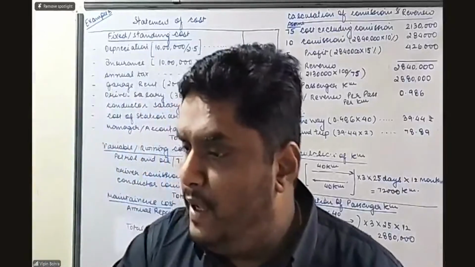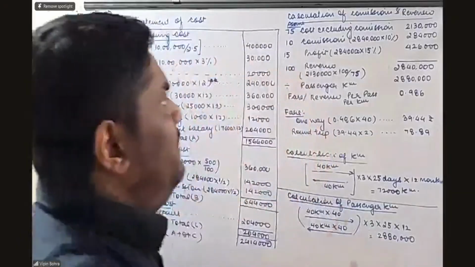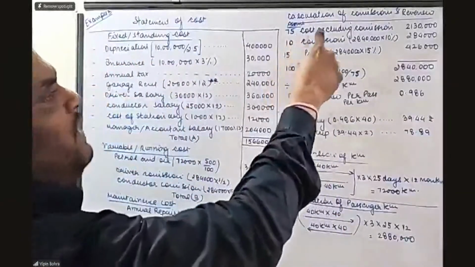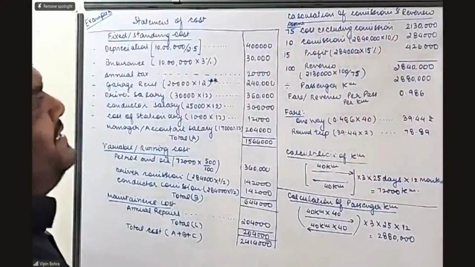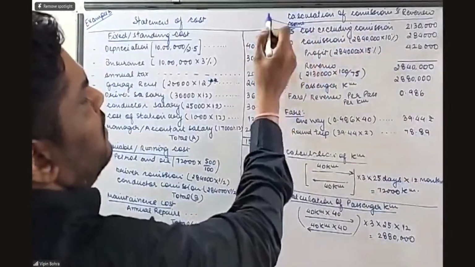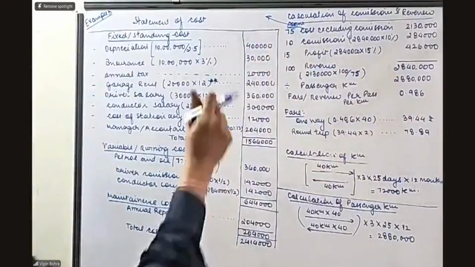So Pooja Byalal sir, how come 21 lakh 30,000 came? So Pooja, see, read the line. Cost excluding commission. Cost is excluding commission. Writing this for your reference. See, my fixed cost is how much?